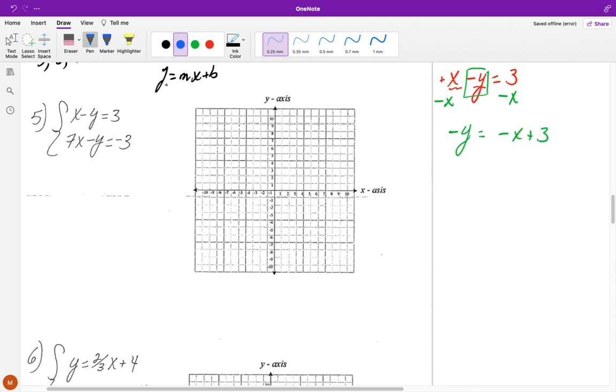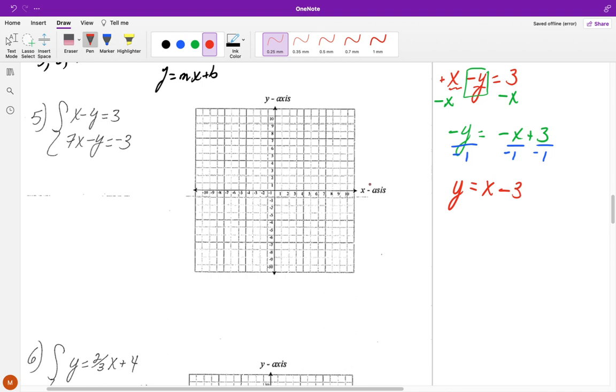And our equation has y by itself positive, so I need to get this as a positive y. So every single term needs to be divided by negative 1. And don't forget, everything needs to be divided by that. So it becomes y is equal to, well, negative x over negative 1 is a positive x. Positive 3 over negative 1 is negative 3.